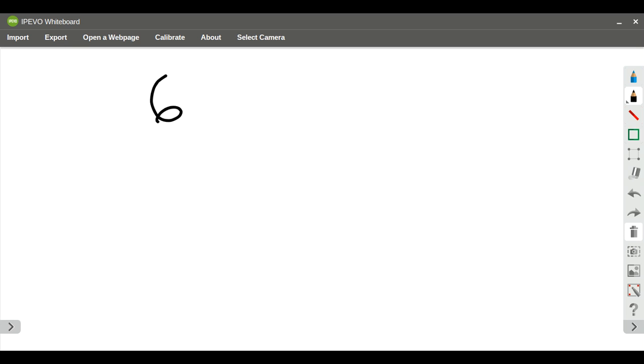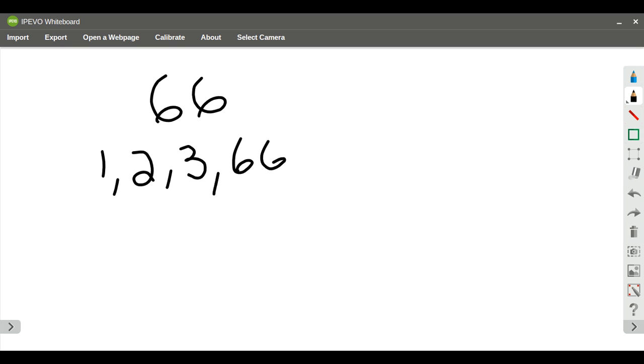So if I start with 66, all I have to do to determine whether or not a number is prime is find 3 factors. So if I can find 3 numbers that 66 is divisible by, then I know that 66 is not a prime number. Well, 66 is divisible by 2 because it ends in an even number. If I use my divisibility rule for 3, 6 plus 6 is going to be 12. 12 is a multiple of 3. So that right there tells me that 66 is not going to be prime because I now have 1, 2, 3, and 66 as factors.